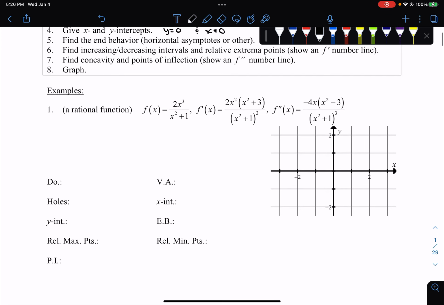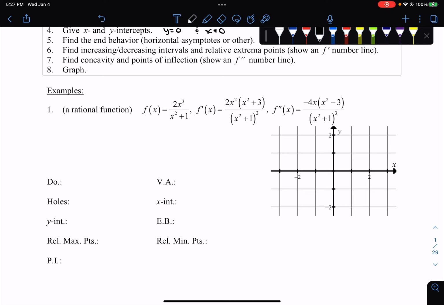So example number 1 is a rational function, 2x cubed divided by x squared plus 1. These problems are really nice because it also gave you f prime and f double prime. So you're not having to find those. They're already given to you.